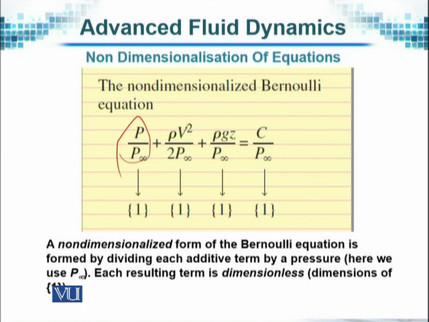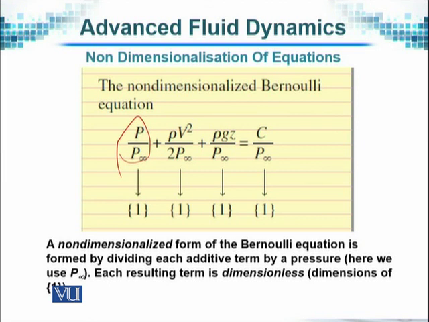Then rho g Z, again the gravitational force is there. Acceleration due to gravity will have the same dimensions as that of the acceleration, and Z is a height, having the dimensions of length. If we divide it by the dimensions of the pressure, that also brings it to 1. And the right hand side is a constant. Constant divided by the pressure will also reduce to the same thing.